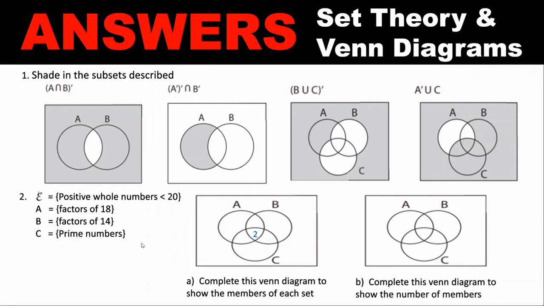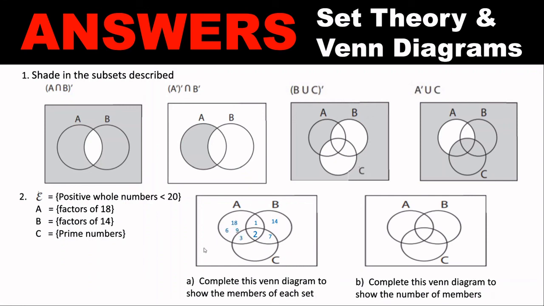For question 2, completing this Venn diagram with its members, let's start with the intersect of A and B. Both 18 and 14 have a factor of 1, but 14 has also got factors 14 and 7. Now 7 is a prime factor, which is why it's also in set C. 14 is not a prime number, nor is it a factor of 18.